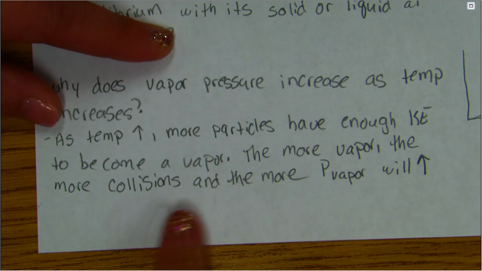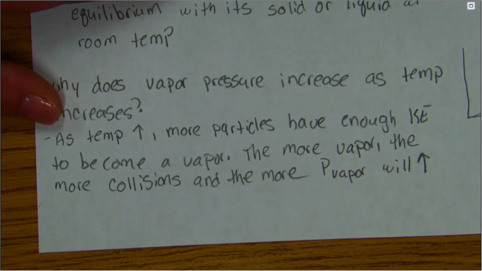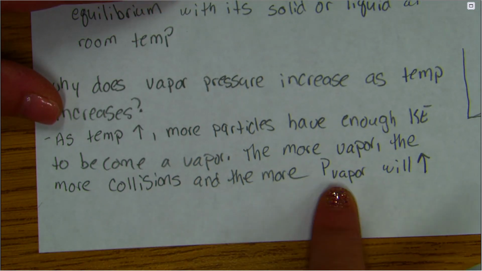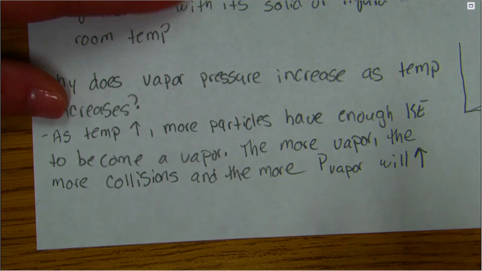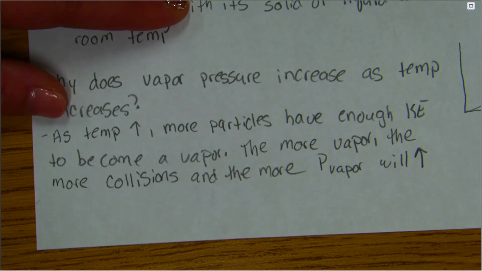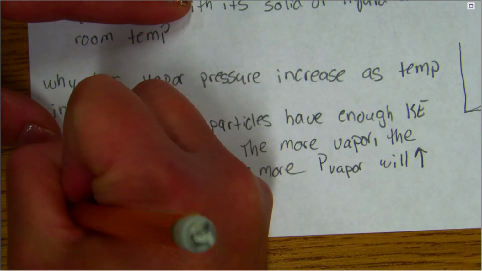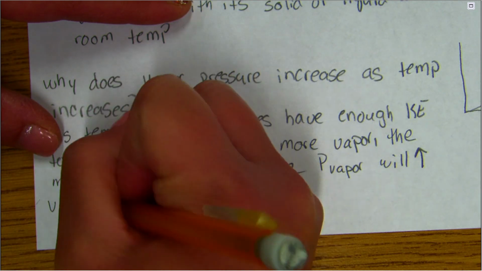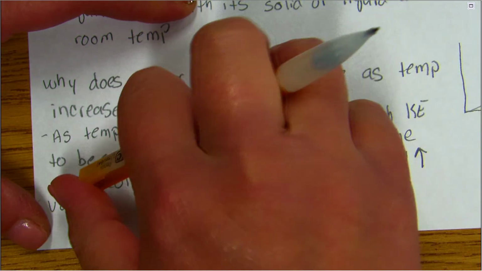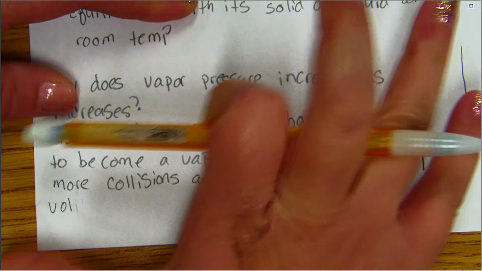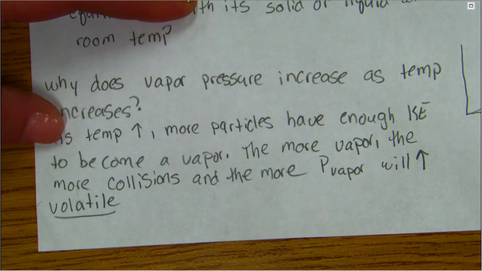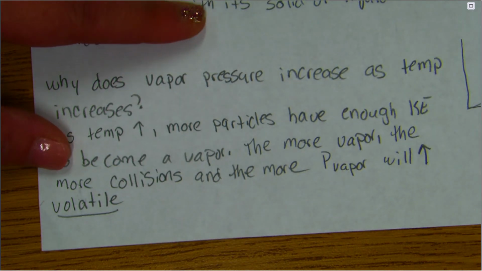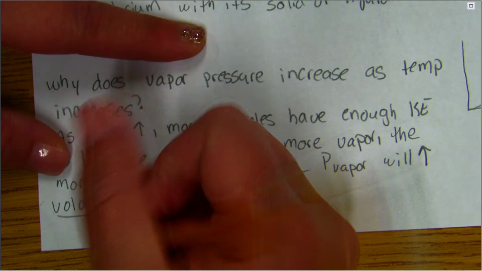All right, so the more vapor, the more collisions, and the more vapor pressure, P for pressure, and then I wrote out vapor, will increase. All right, so let's look at two vocabulary terms. Volatile. It would help if I could spell it correctly. Volatile. A substance that is volatile evaporates easily.